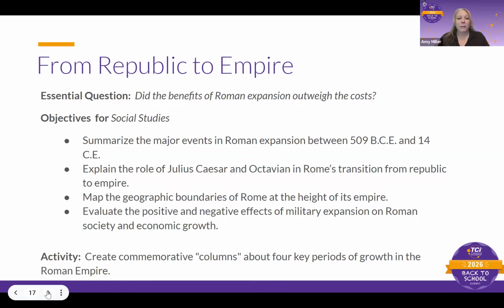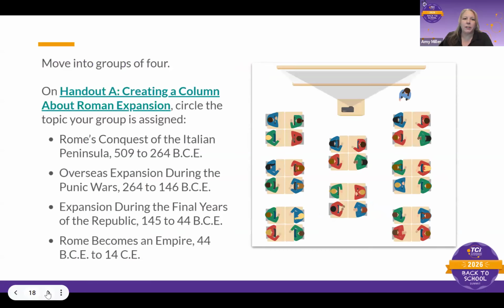The next part about this, though, is the activity that's involved. They create commemorative columns about four key periods of growth in the Roman Empire. And I'm going to show you what that looks like. So we're going to put the children into groups of four, and we're going to give them each a topic of Rome's expansion to learn about so that they can become experts in that one particular expansion time period. And those are displayed for you.